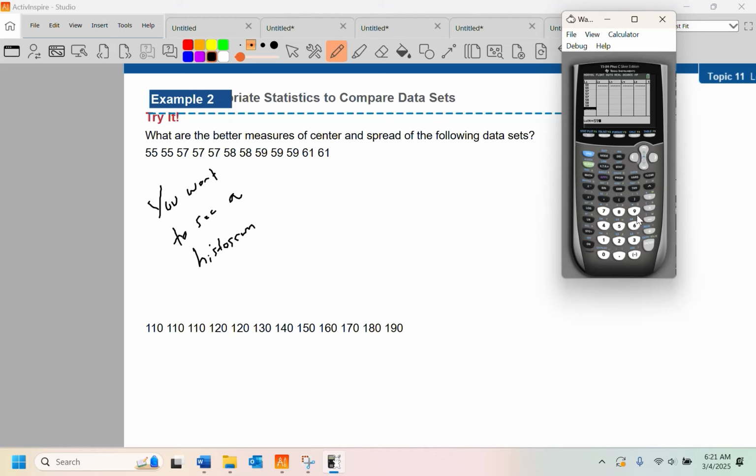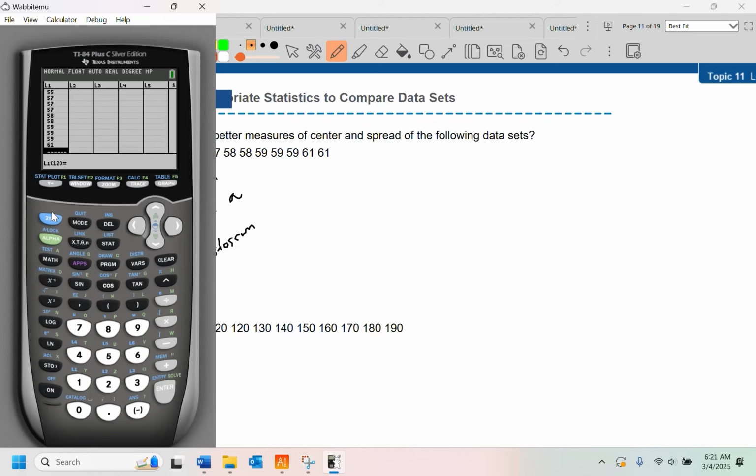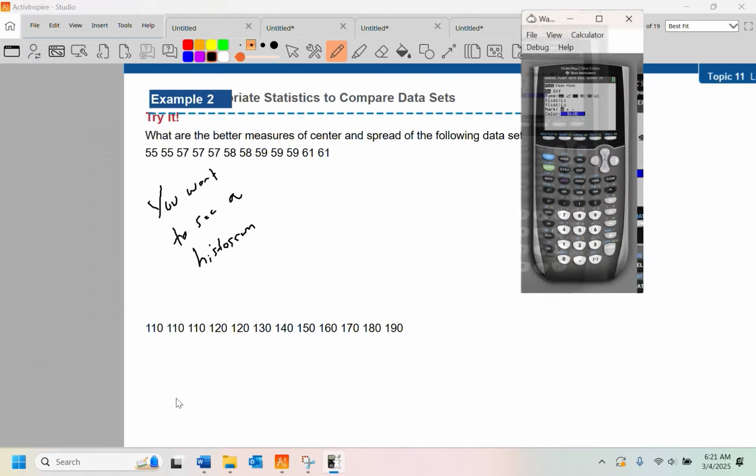All right, 61. Now, I am going to go to stat plots. I'll write this out for a second. Second stat plot. My plots are already on. You'll need to turn yours on. And if you'll scroll down to type, you'll see where there's a histogram. You've also got the box and whisker plots right there. It's all there. This is going to be a histogram.